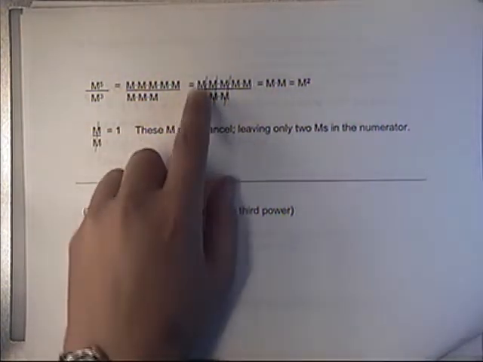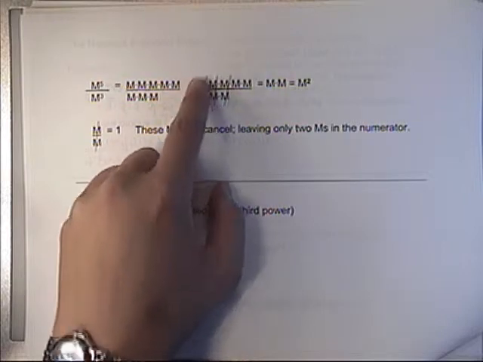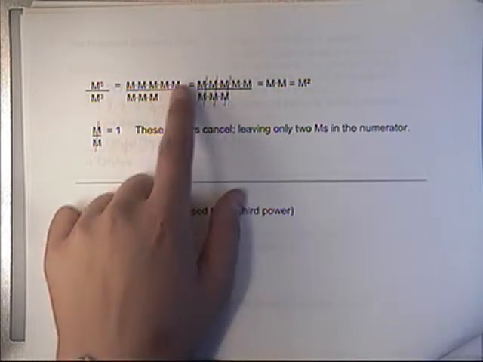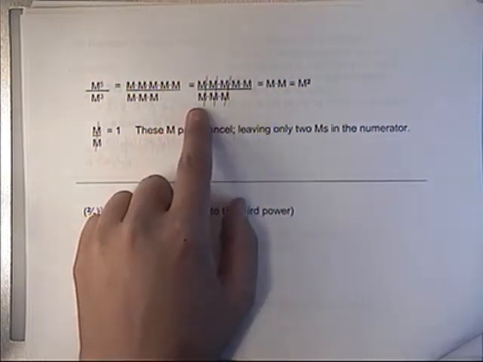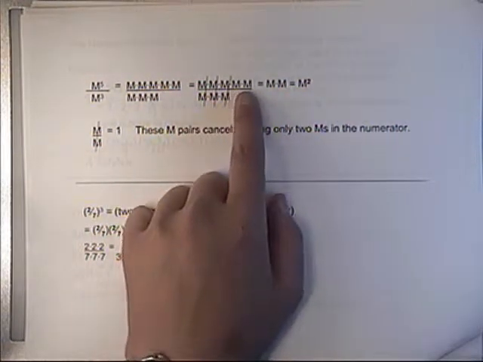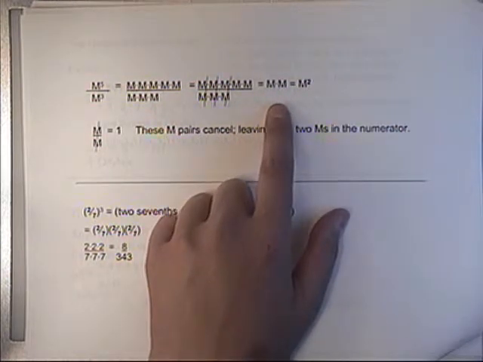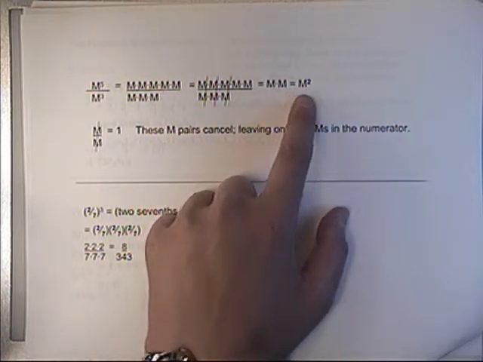Basically, we can cancel on the top and the bottom any pair that is exactly the same value. So what happens is 3 of our m's on the top cancel with the 3 on the bottom, and we just get left with m times m. Since that's the numerator, we don't need the fraction anymore, and we simplify to just be m squared.